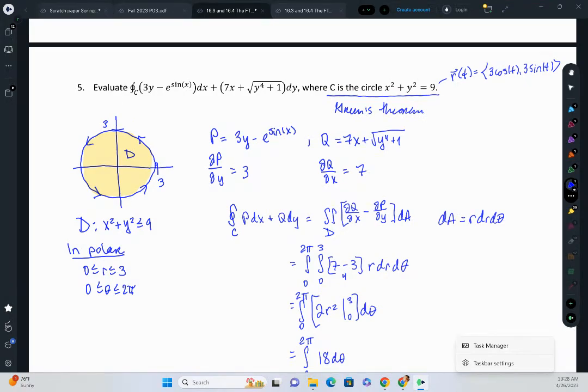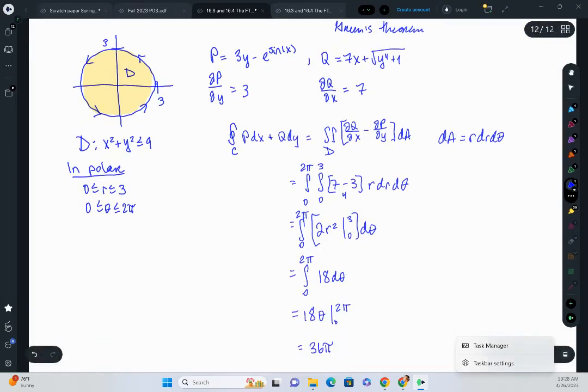So there's a huge advantage. If you've got a horrible vector field and a closed curve, Green's theorem will save you from that.